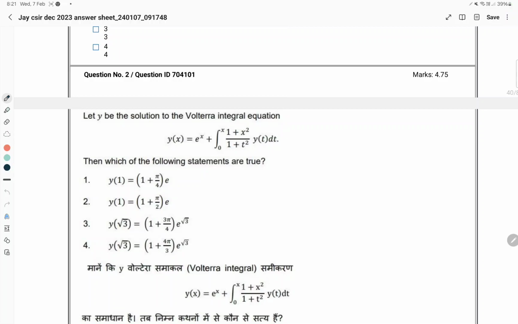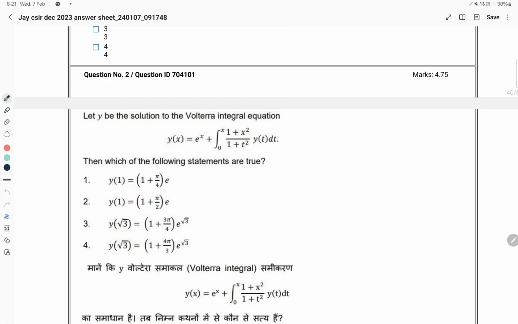Today I am going to discuss another problem from the CSIR NET Mathematical Science question paper. This problem was asked in December 2023. The problem is question number 2, question ID 704101. This problem is based on Volterra integral equation.